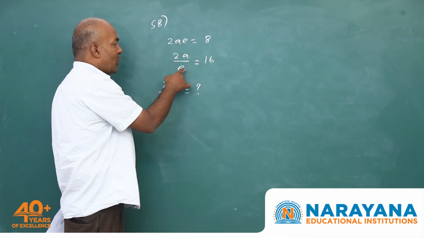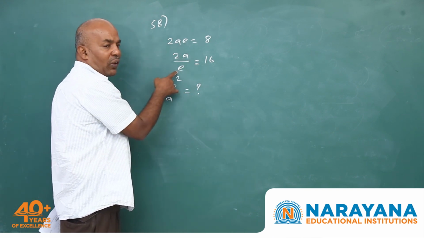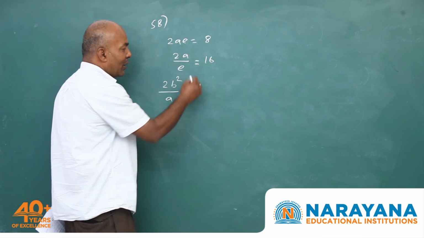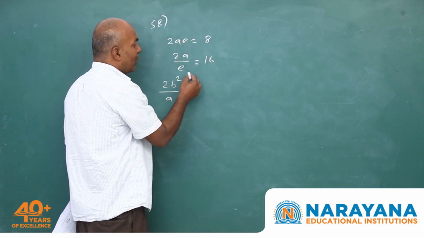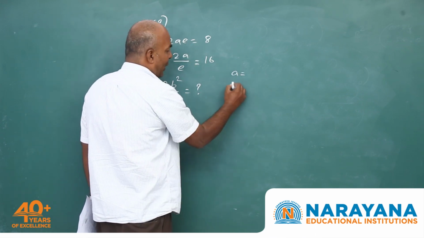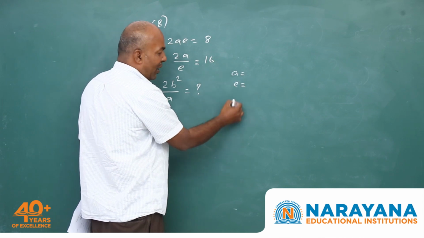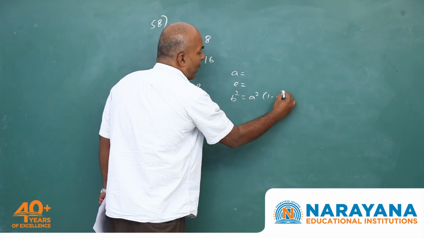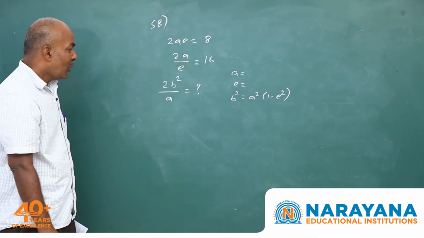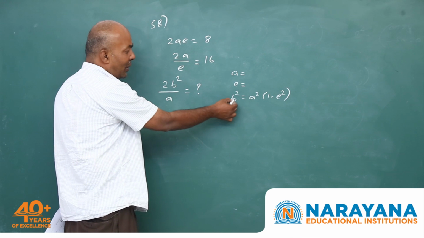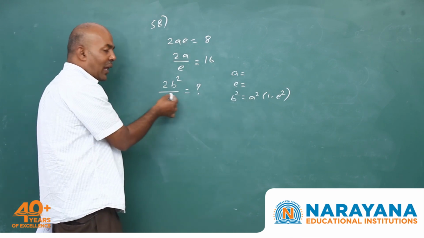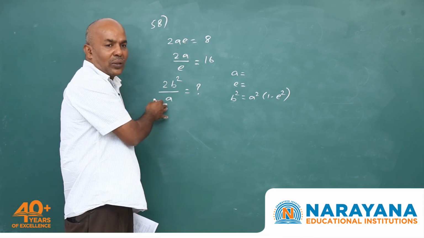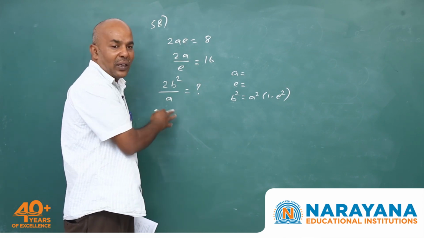So there are 2 equations. Using these 2 equations, we can easily find the a value as well as the e value. Using a and e, we can get b also, using the relation b square equal to a square into 1 minus e square. So you will get b square, a value, e value, then directly substitute and you will get the length of the latus rectum. I don't think I have to calculate it, which we can do easily, right?